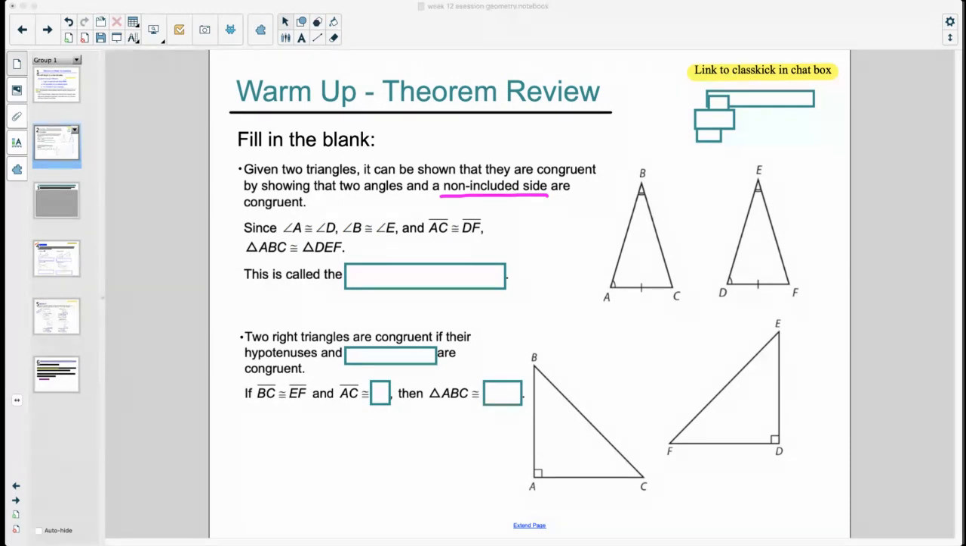This is one of our new theorems for this week. It is the angle-angle-side congruence theorem, and again, it tells you that order as well: angle, angle, and then that non-included side.